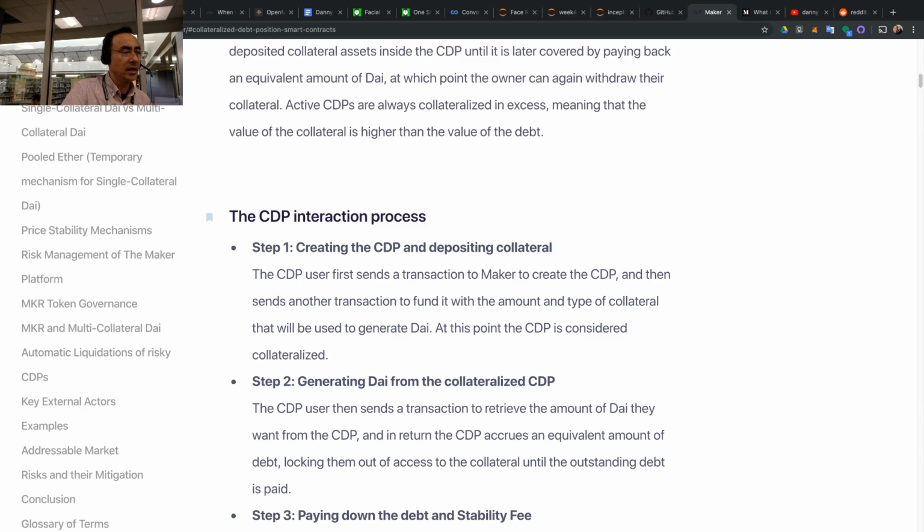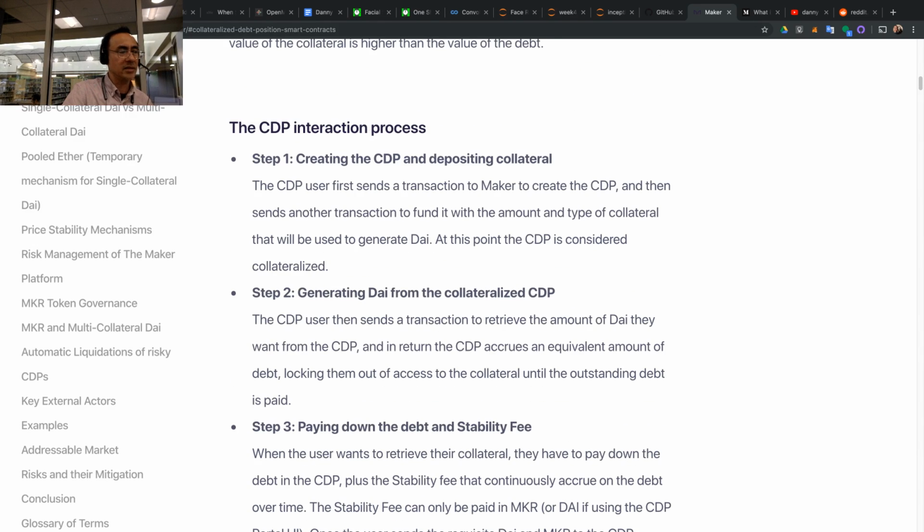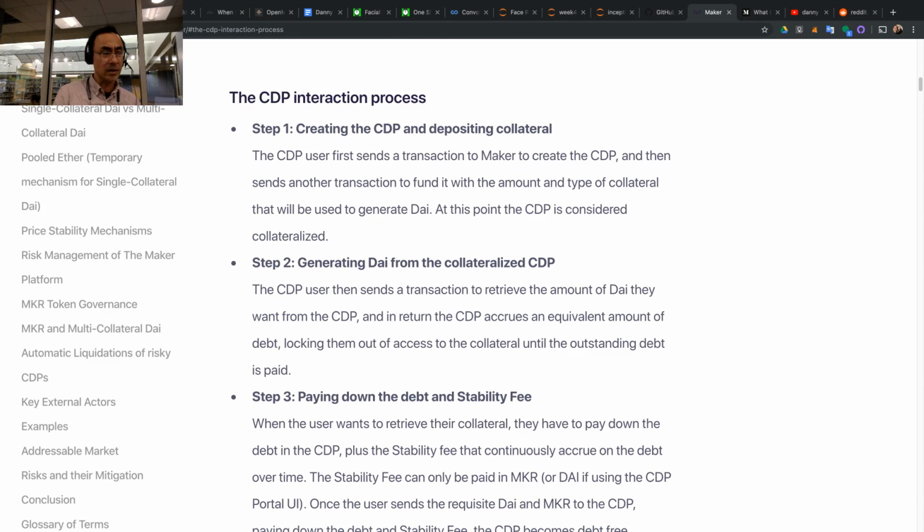Okay, so the CDP interaction process. Step one, creating the CDP. So you're creating the smart contract, and you're depositing the collateral. When you hear the word CDP, you can replace it with a smart contract. So you're entering a contract, but it's a smart one because you are not dealing with people. Everything is in software, right?